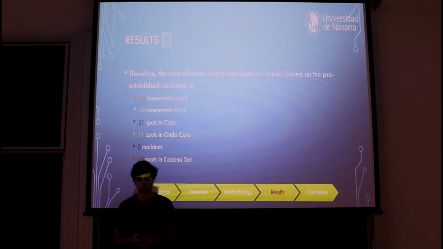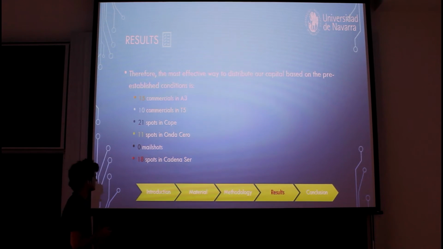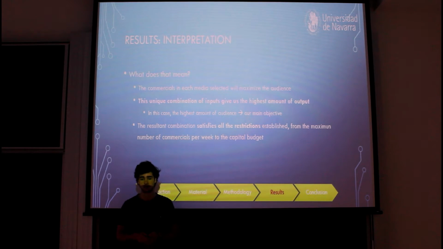The results previously obtained show us that the best solution that fits all the constraints is 15 commercials for Antena 3, 10 commercials for Telecinco, 21 spots in Cope, 11 spots on Onda Cero, 0 in Mail Shots, and 18 spots at Cadena C. This combination of inputs gives us the highest audience, satisfying all the constraints.